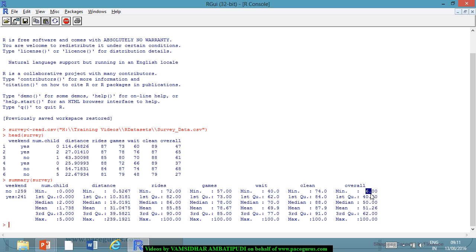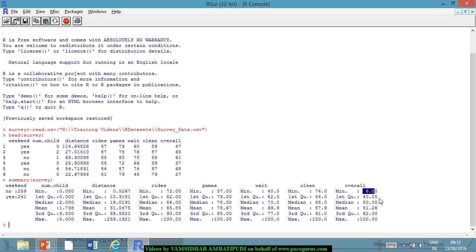But overall, there is something alarming. The minimum looks like 6 and the maximum is 100. So probably this could be an outlier, but we have to really check before we take any next steps on top of it. So this is my first step.